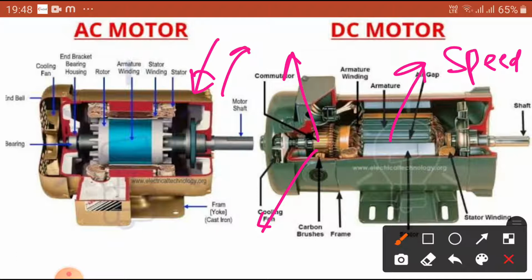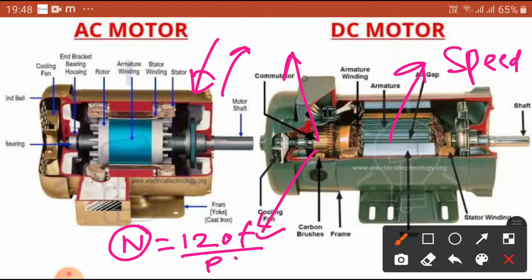As we know, the speed formula is N equals 120 F by P. That means the speed can be changed by changing the frequency or by changing the number of poles. Whereas in the other case, there is no changing of the frequency. So these are some differences we already discussed in previous classes.